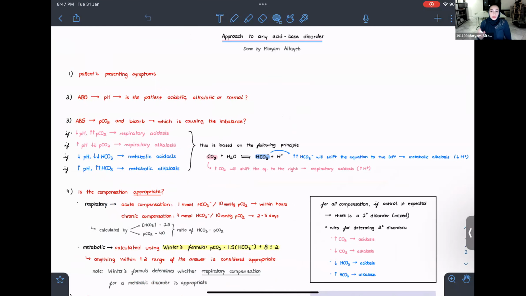So, as with everything in medicine, number one is you're looking at a patient, you're looking at a human being. So you need to talk to that person, you need to understand what's going on, what is the problem exactly. So the patient's presenting symptoms. For example, the patient is presenting with vomiting. You're losing hydrochloric acid from the stomach. So you're expecting from the vomiting alone that maybe this patient has a metabolic alkalosis.